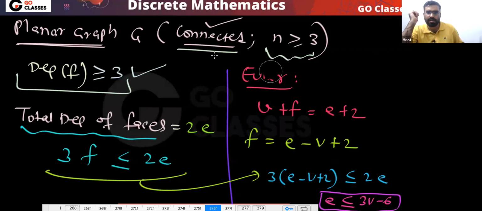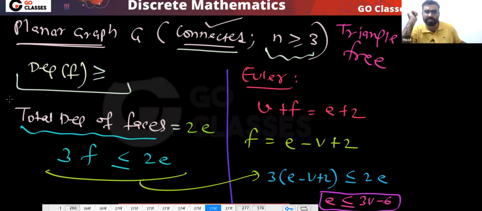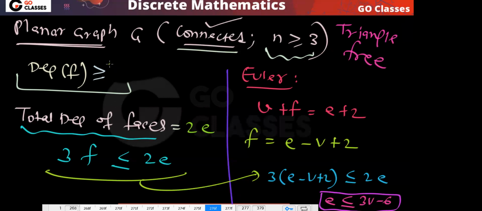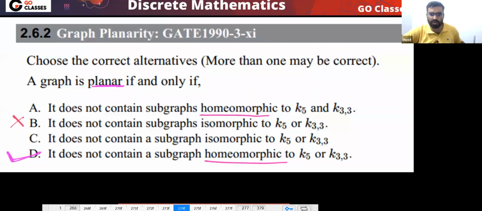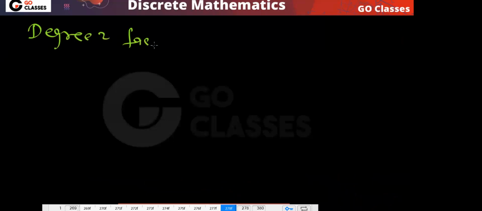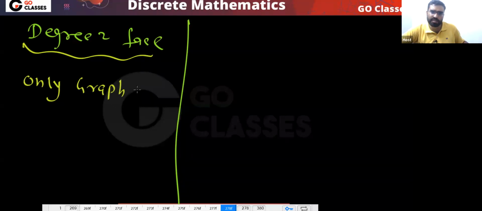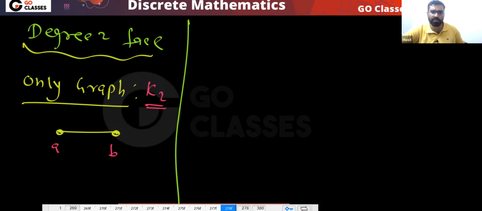The same thing you can do for another case. If you have a triangle-free graph, then what will happen? The minimum degree will be 4. If your graph is triangle-free, you cannot get degree 3 either. See, very simple point. If you want a degree 2 face, then the only graph is this. This K2 is the only graph where you have a degree 2 face.